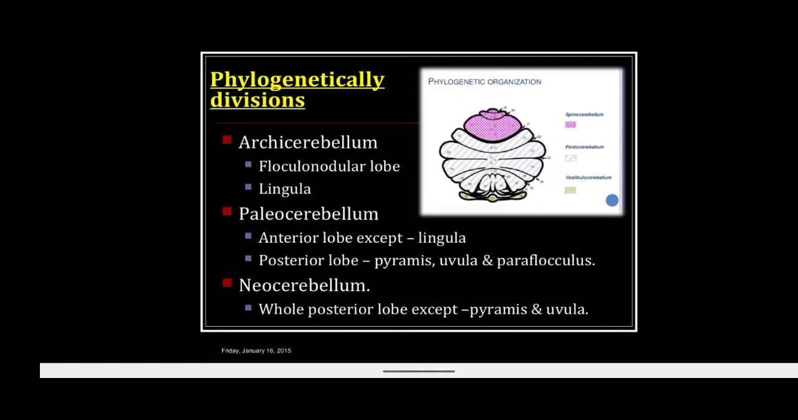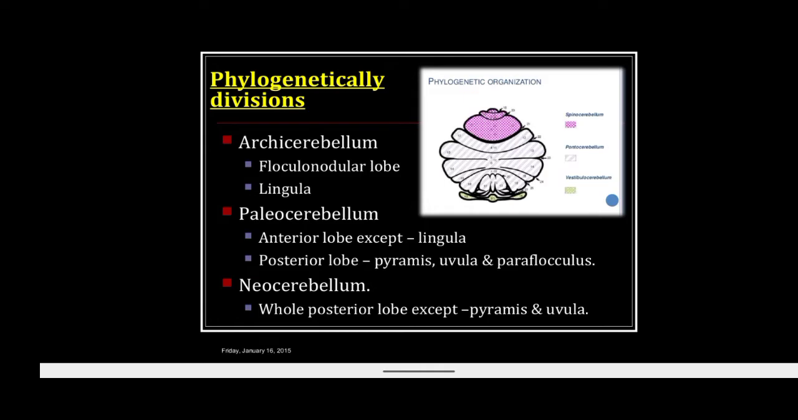Now come to the paleocerebellum. Paleocerebellum consists of entire anterior lobe except lingula, and pyramids and uvula of the posterior lobe. And the paleocerebellum is mainly concerned with the maintenance of tone and posture of the body. So archicerebellum is concerned with maintaining equilibrium, and paleocerebellum for maintenance of tone and posture of the body.